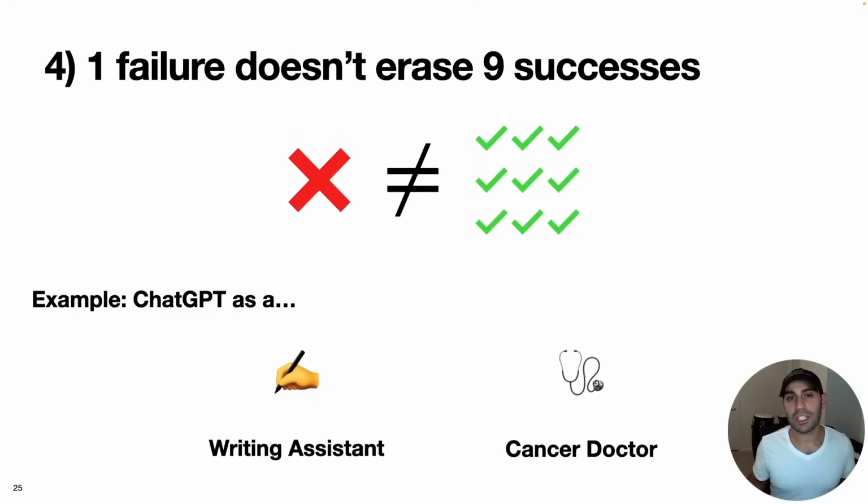However, if you're using ChatGPT to make cancer diagnoses, it doesn't matter if it's right 9 out of 10 times. That one time when it's wrong can have a tremendous negative impact. So that is a situation where you probably don't want to use AI. And if you do, you have to be very thoughtful about how it's implemented.